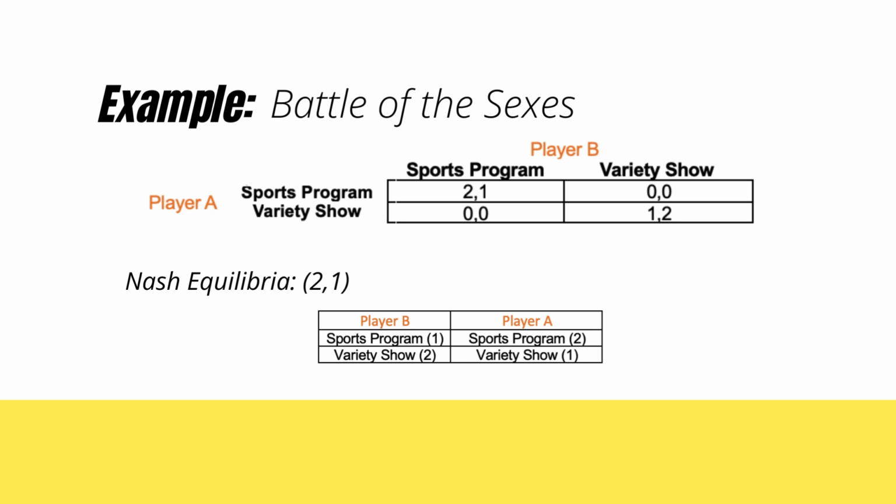The Battle of the Sexes has two Nash equilibria, which represent stable points where neither of them can improve their payoff by changing their strategy, given the strategy of the other player. The first Nash equilibrium occurs when both Player A and Player B choose to watch the sports program, resulting in both parties receiving a satisfaction level of 2. The second Nash equilibrium occurs when both choose to watch the variety show, resulting in both parties receiving a satisfaction level of 1.